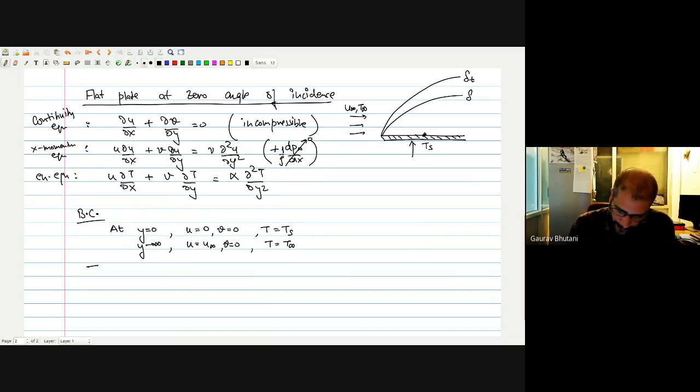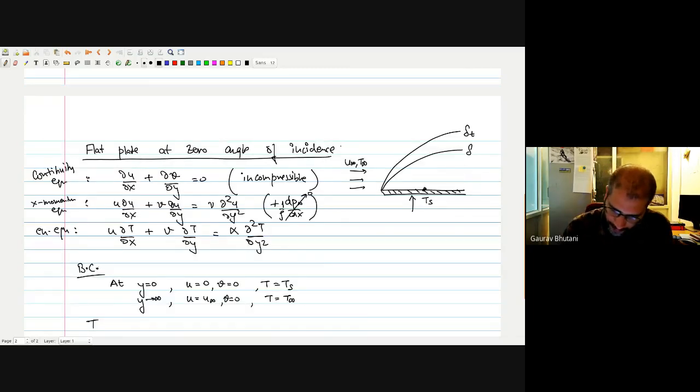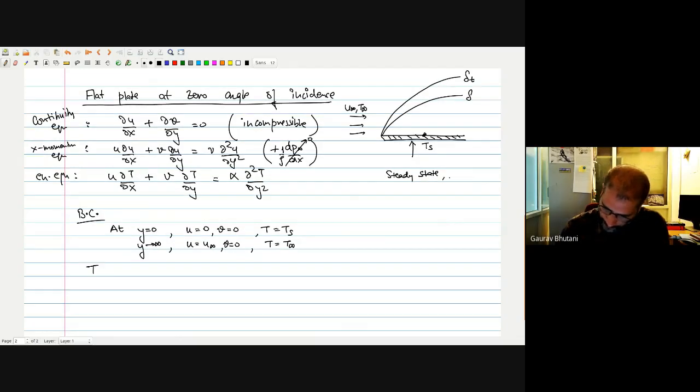Okay, so let us see the functional dependence. Before we dive in to solve the system of equations for a flat plate at zero angle of incidence for an incompressible flow, we must also write that this is a steady state situation. That is, the temperature and velocities are not dependent on time. And it's a two-dimensional analysis, so there's no dependence on the width or the z coordinate.